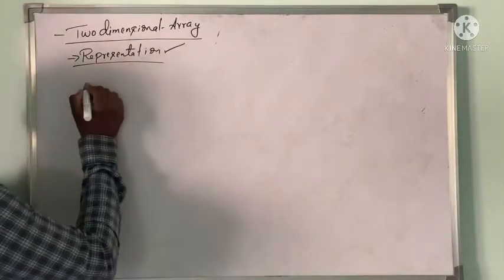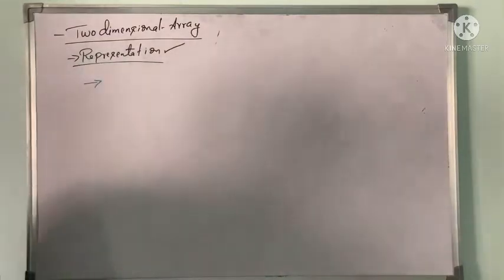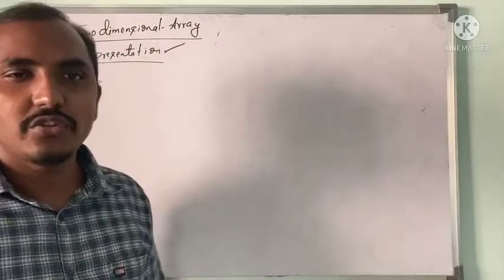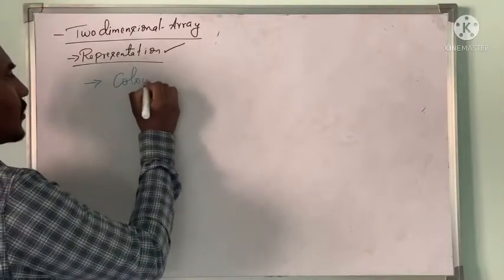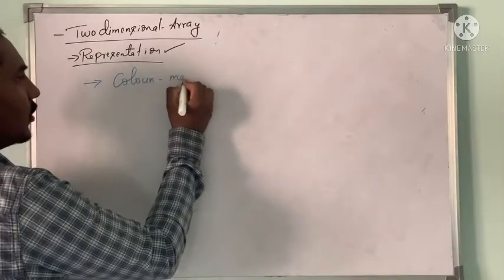So as we discussed, we have two types of representation. One is row major order, other one is column major order. So first we discuss column major order.